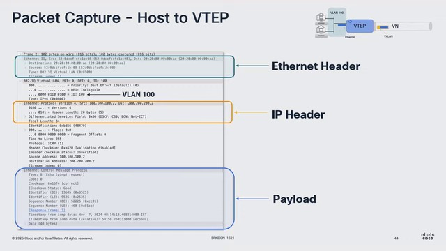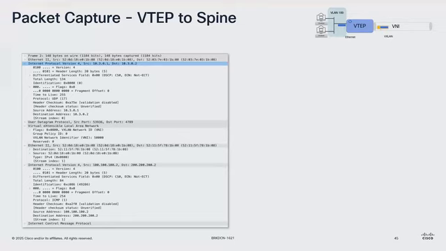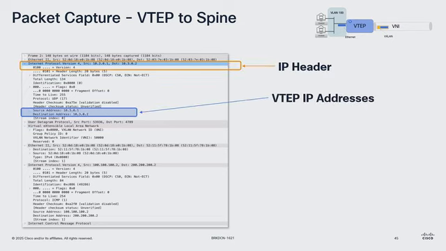Now, when the VTEP gets that packet, it goes from the VTEP to the spine. Now I'm going over the VXLAN fabric. So look what happens. My original IP header, you're going to see that's left, and now I have my VTEP IP addresses, my source and destination of those virtual tunnel endpoints.